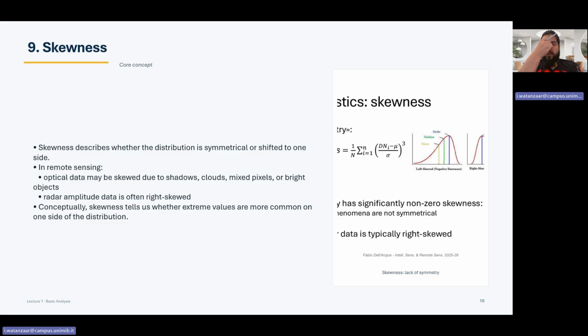Radar amplitude data is often right skewed. It's obvious, because radar can easily penetrate clouds. Conceptually, skewness tells us whether extreme values are more common on one side of the distribution. You can consider this like detection of outliers: there is an extreme value, and that is causing the skewness of the data toward one side.